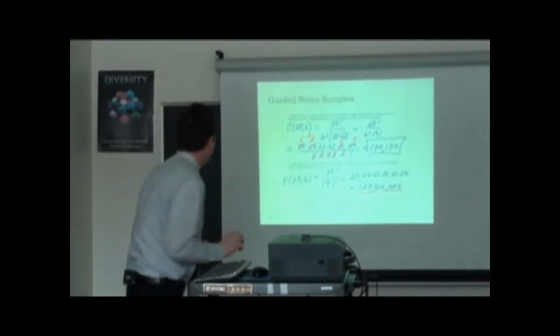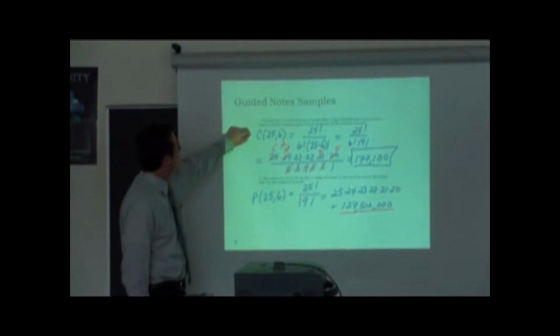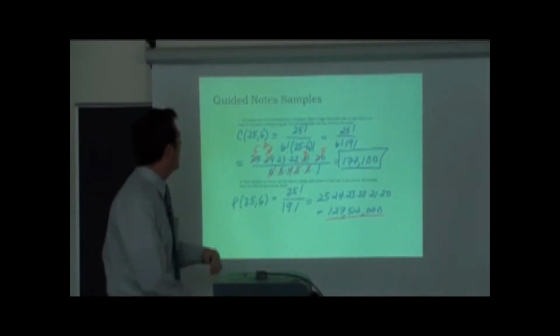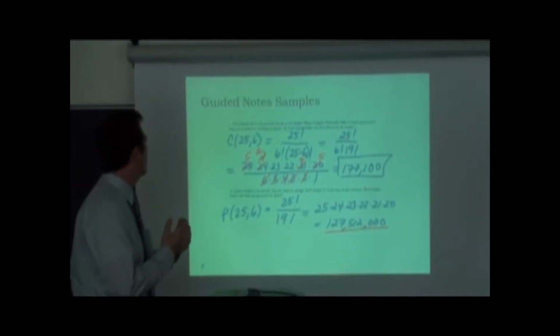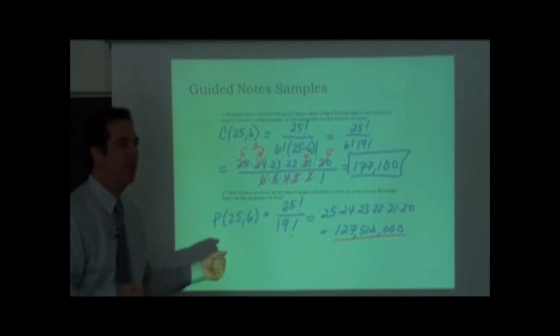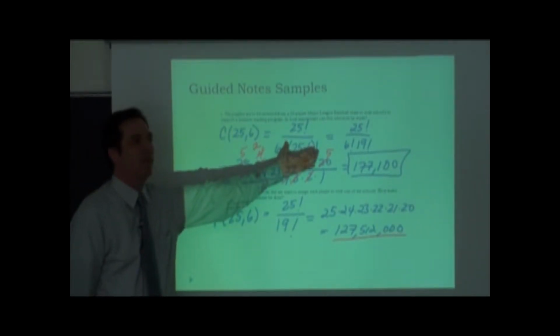Okay, so here's an example of guided notes. You probably even helped a student with this problem. This is from Math 111. 6 players are to be selected from a 25-player Major League Baseball team to visit schools to support a summer reading program. How many ways can this selection be made? Okay, so you remember this. This is a combinations problem, right? And so this is basically the work for it.